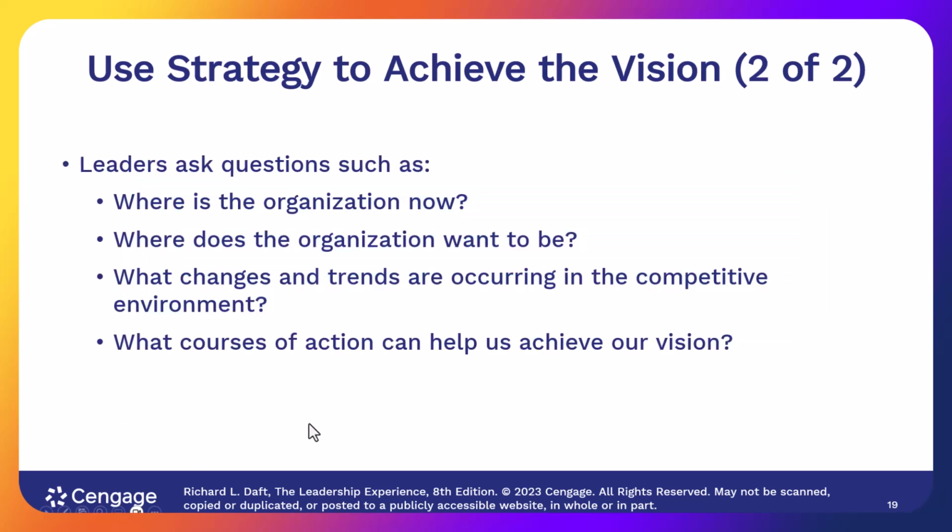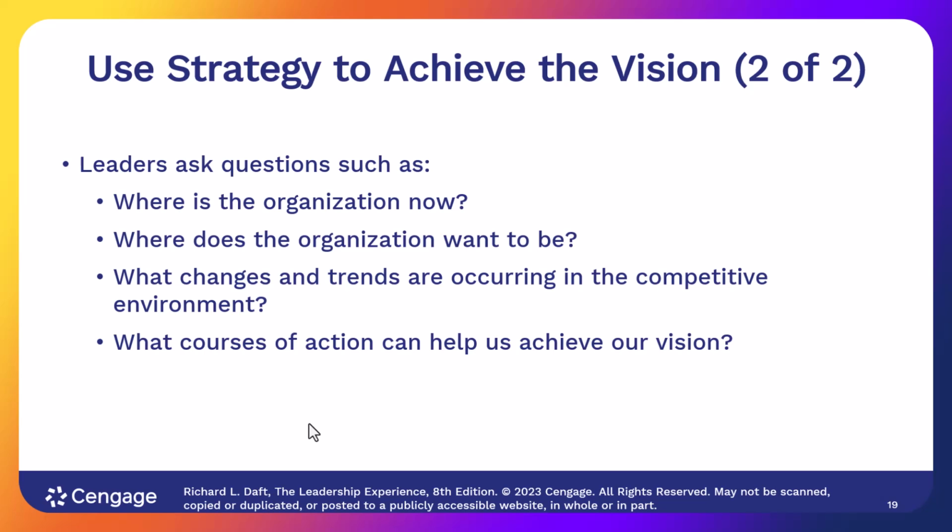Use strategy to achieve vision. So leaders ask these questions. Where is the organization now? Where does the organization want to grow? What changes and trends are occurring with competitors? What courses of action can we achieve in the vision? These are the kinds of questions they ask because they want to know. To give you an example, you can have the vision and the strategy, but your organization might not be in the right place to execute on it.